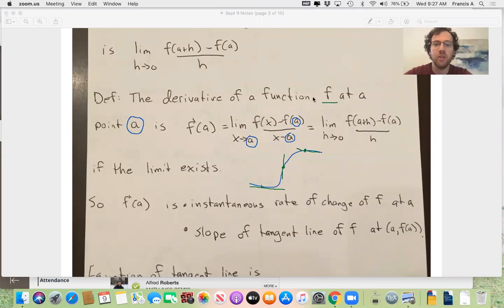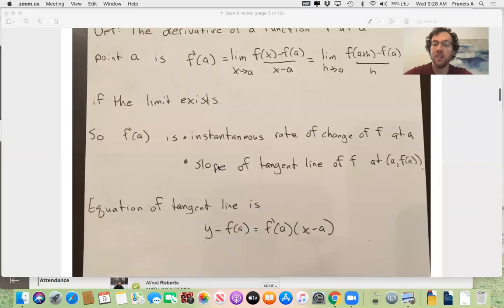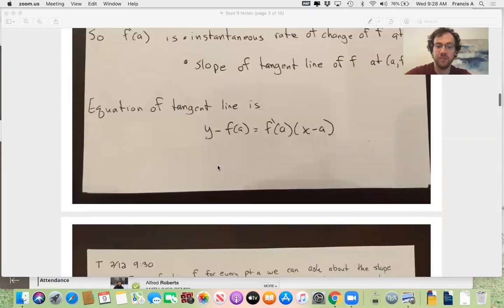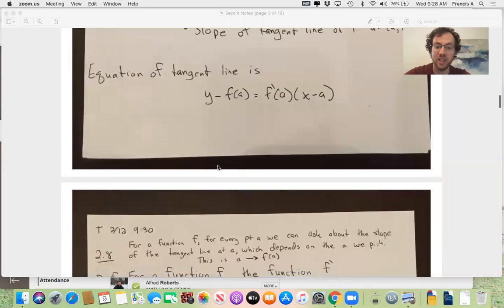So the derivative of a function at A is you picked a particular point A, and you found this limit, which corresponds to the slope of the tangent line. But if you pick a different point A, you're going to get a different number. And that correspondence is like a function. So that's another way that we can think of the derivative.